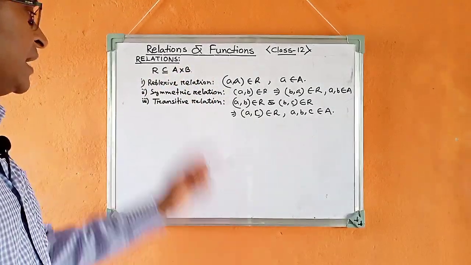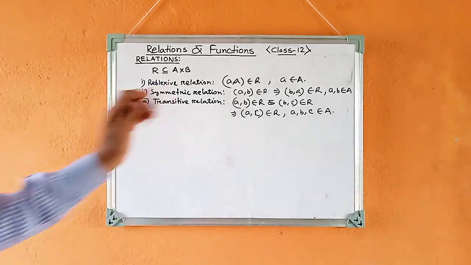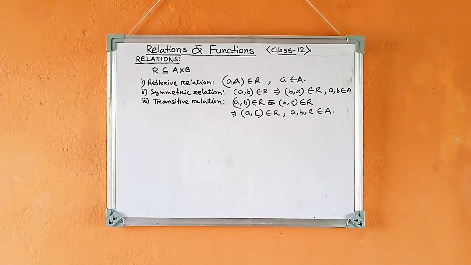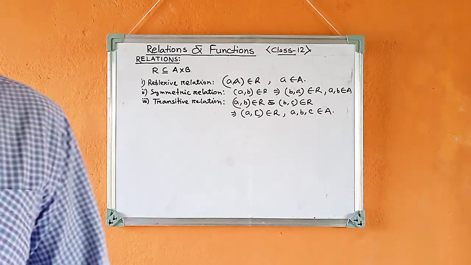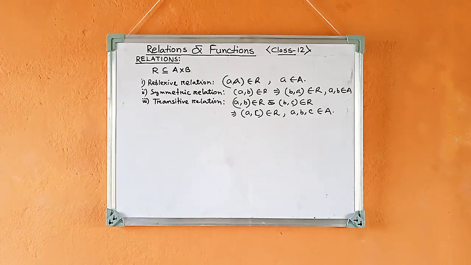So there are three types of relation. Number one, reflexive relation. Number two, symmetric relation. And number three, transitive relation. Now the fourth one, listen carefully, is equivalence relation.